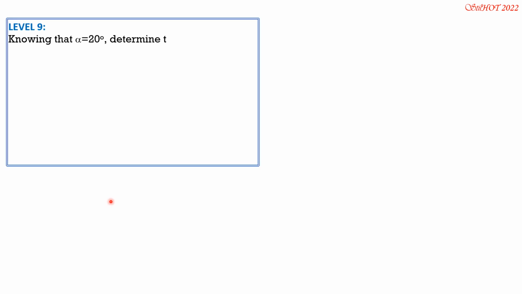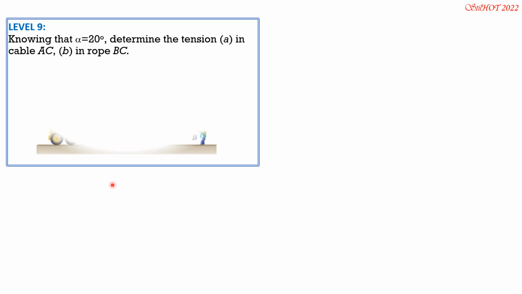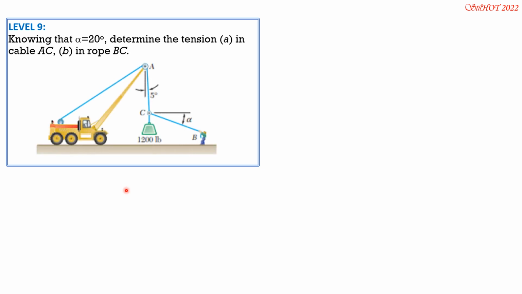Knowing that alpha is 20 degrees, determine the tension in cable AC and rope BC. This time, let's rotate the axes. Let's do first the forces at C. So we have 1,200 pounds and tension BC, which makes an angle of alpha, which is 20 degrees, with the horizontal. Then we have tension in AC, which makes an angle of 5 degrees with the vertical.